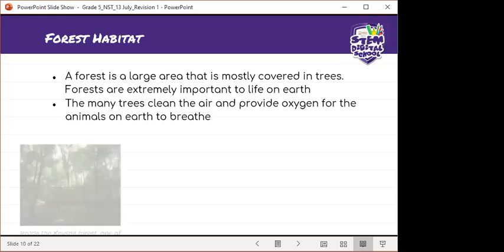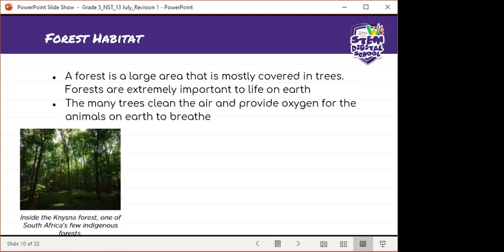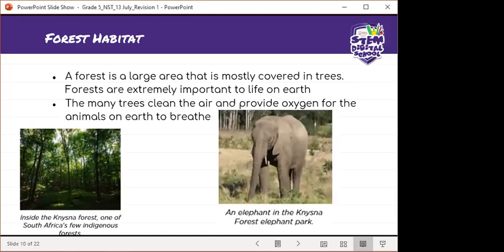Okay. And here we have an example of a forest. This is in Keiksna, I think. I hope I pronounced it correctly. I think it's in the Northern Cape forest and one of South Africa's few indigenous forests. And here we also have an elephant which is found in that particular forest.